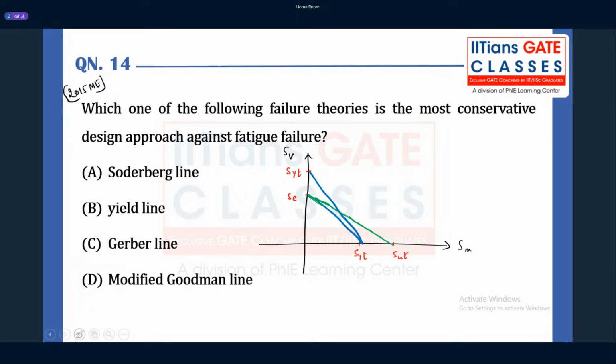And what is the Gerber line here? We have the Gerber line connecting from here to here, SE to SUT, and there is one more line. Okay, I'm not explaining that here. Among all, let's say these are the failure points. Let me take the failure points for you. These are the failure points, for example.